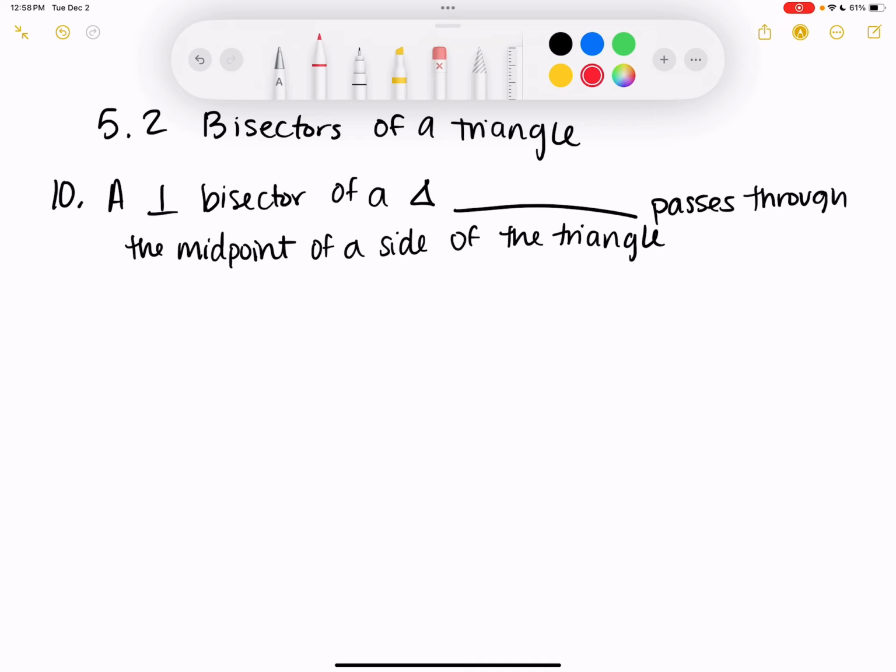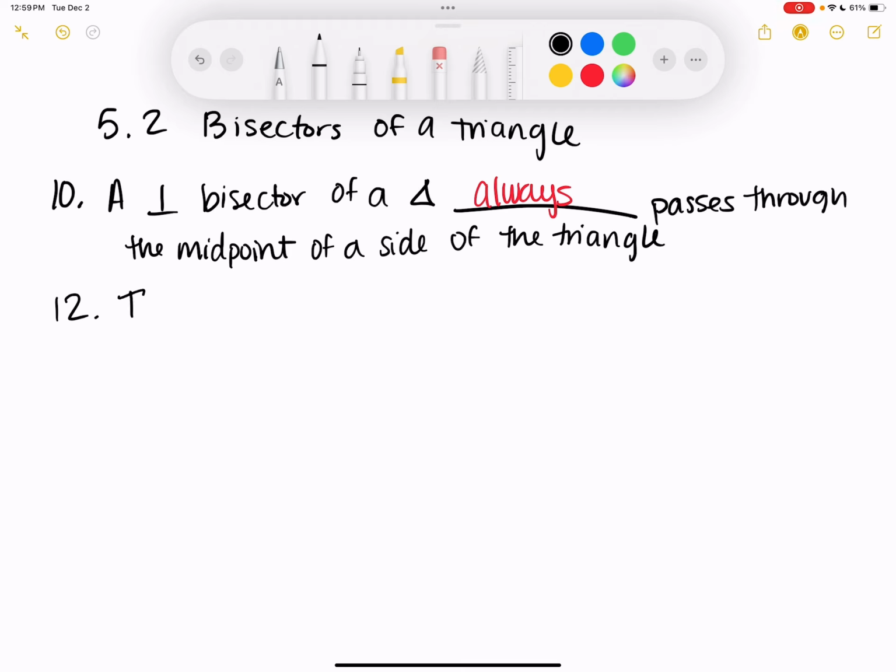It is always. It's got to go through the midpoint of one of the sides to be perpendicular. To be a perpendicular bisector, because it splits it in half, I should say.